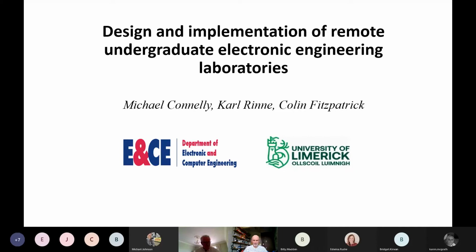So this is a very brief presentation, so we've only got 9 slides or so. Essentially what I'm discussing here is the design and implementation of remote undergrad electronic engineering laboratories.